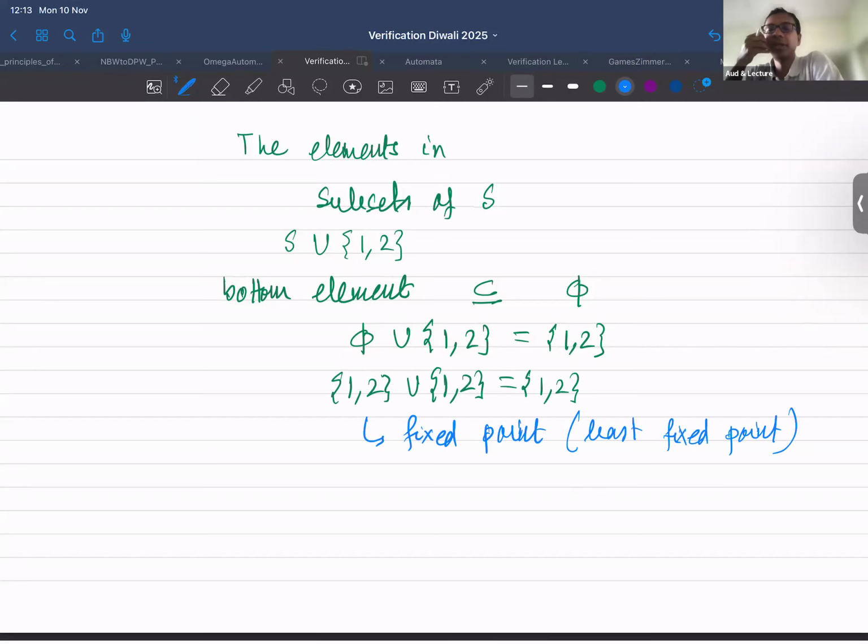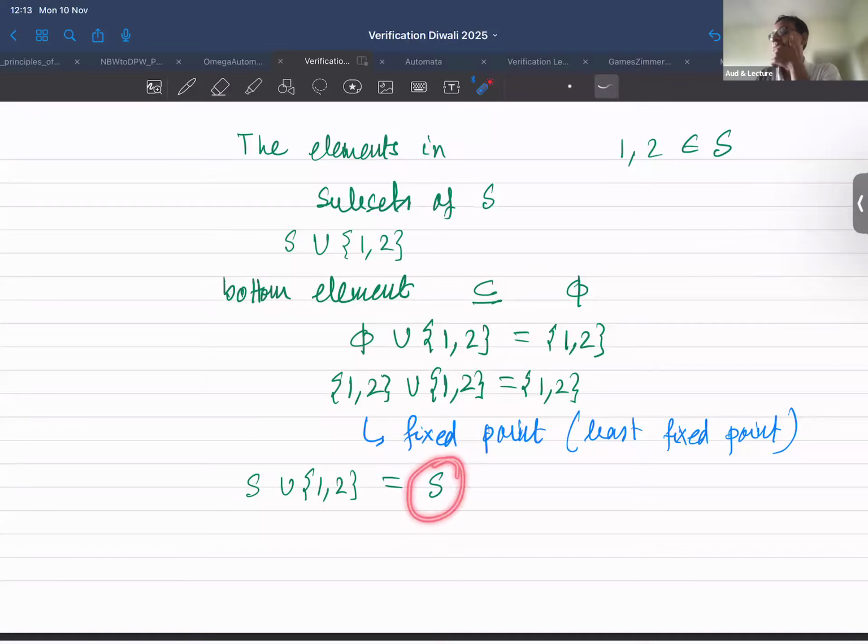Okay, this is the least fixed point. On the other hand, if you consider the full set S, then S union, let's say, {1, 2}, that also remains S. I'm considering here, let's say, 1 and 2 both belong to the set S. So assume that this is the case, 1 and 2 both belong to the set S. So in that case, S union {1, 2} is also S, right?